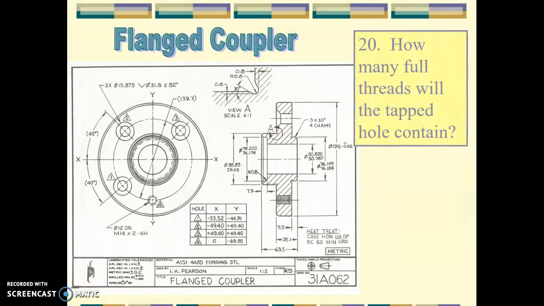Last question here, I'm going to try to get in before time expires, is how many full threads will the tapped hole contain? The tap hole pitch is 2, meaning that each thread is 2 millimeters. The depth of the tapped hole is 28.6 millimeters. So if we divide 28.6 by 2, we get 14 full threads in this hole. So I'm just about out of time, but that does conclude Unit 11 metric drawings.